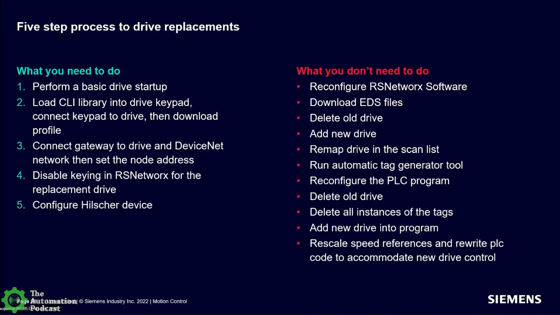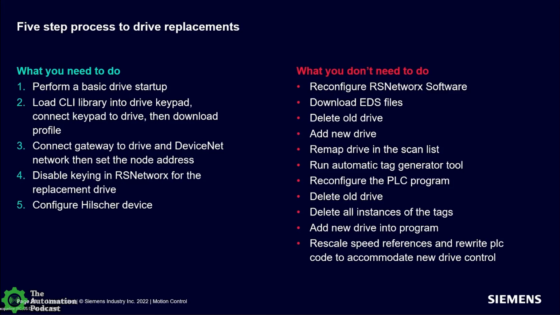And again, these CLI files, these configuration files, have been created for you, so you don't have to do anything. You just load the appropriate CLI file for the drive that you're going to replace. You'll connect the gateway to the drive and the DeviceNet network, and set the node address. You'll disable keying in RSNetWorx for DeviceNet for the replacement drive, and then you'll configure the Hilscher device.